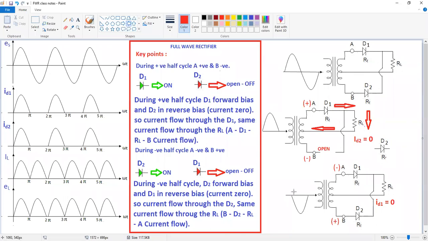Okay. Similarly, during negative half cycle, A is negative, B is positive of your transformer secondary. Now, negative is connected to the anode of diode D1. That means it is reverse bias. Similarly, positive is connected to the anode of D2. It is in forward bias. D2 forward bias, D1 reverse bias. Because of this, D1 is going to open, because it is in reverse bias.